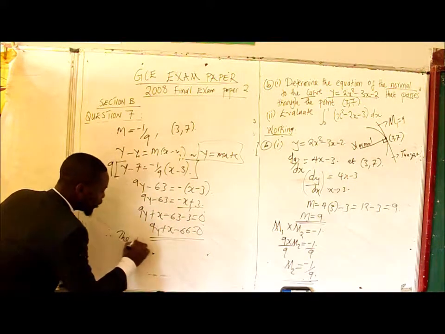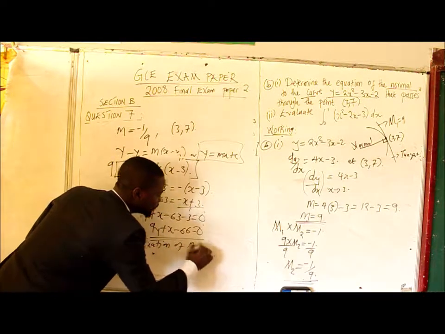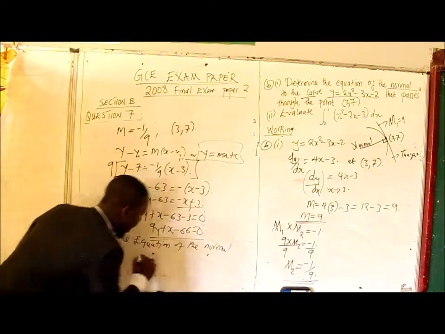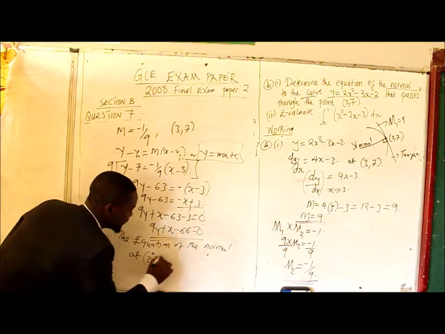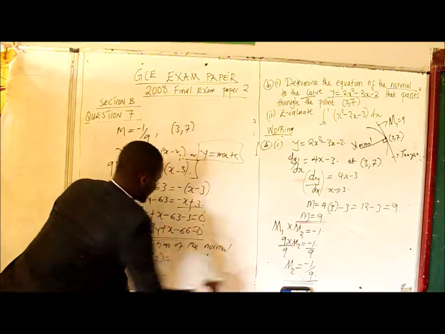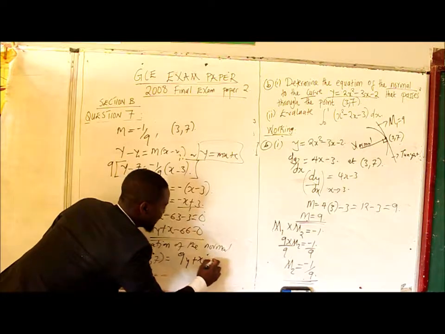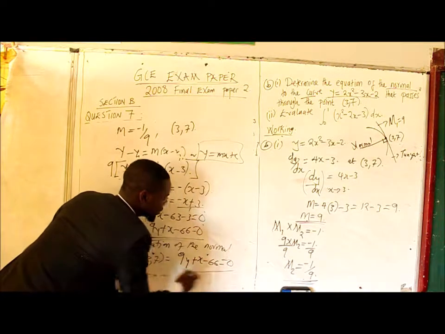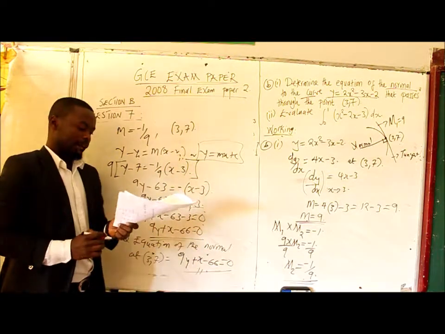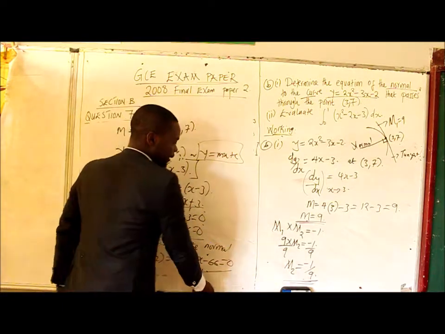Therefore, the equation of the normal at (3,7) is given by 9y plus x minus 66 is equal to 0. So this is our final answer. So we have calculated the equation of the normal. Let's go to our last question.